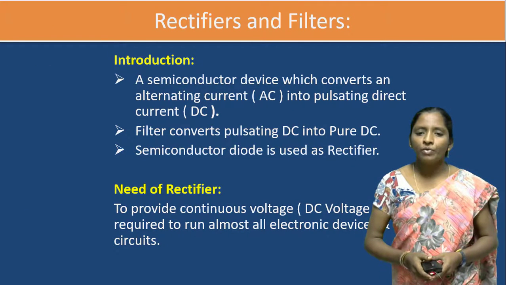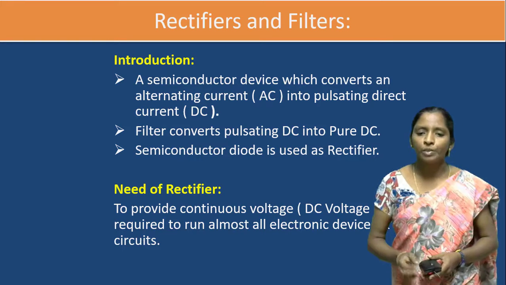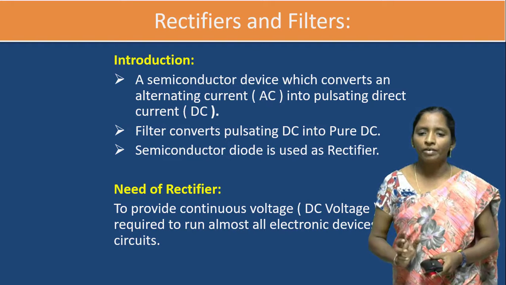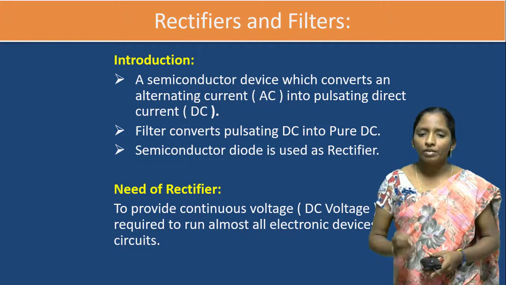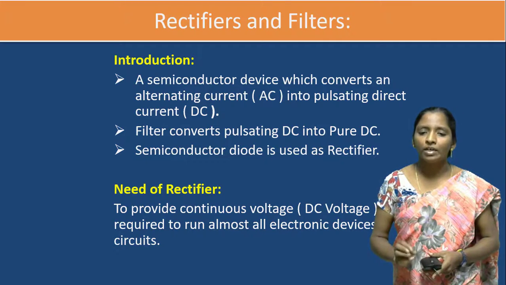For the rectifier, we are using a semiconductor diode or PN junction diode. The need of the rectifier is to provide continuous voltage, that means to provide DC voltage. These are required in all electronic devices and circuits. That's why we have to convert AC voltage into DC voltage.